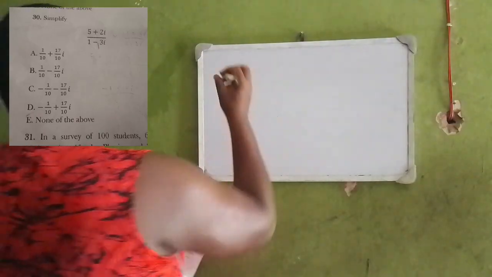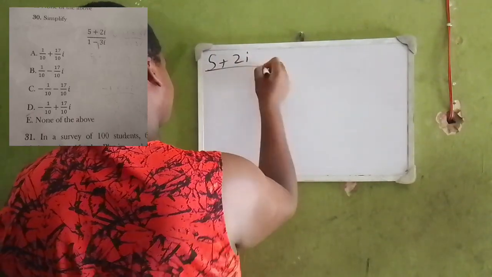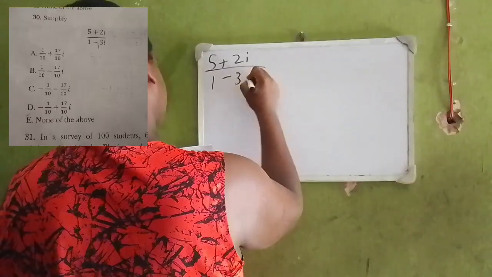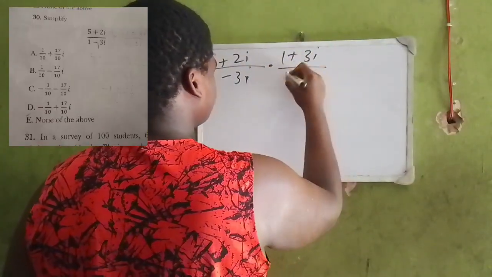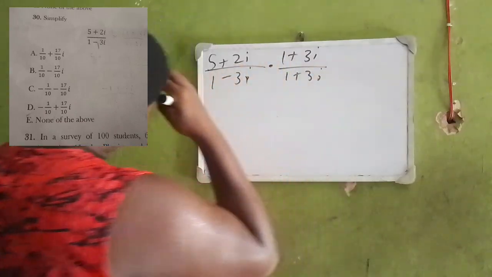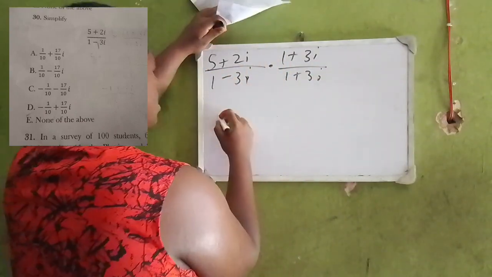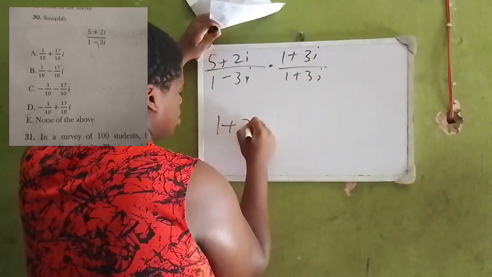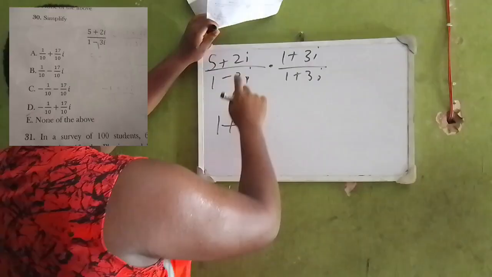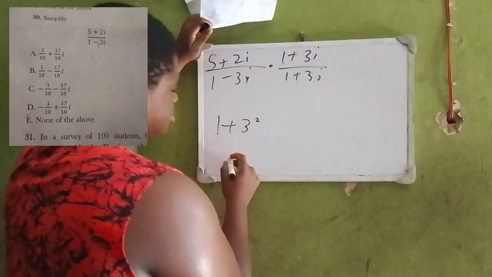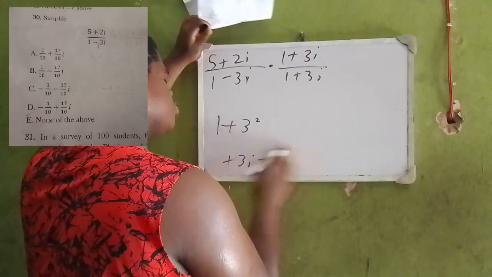The next one, the final question for this video, is question 30, which says we should simplify 5 plus 2i divided by 1 minus 3i. Multiply by the conjugate. So we multiply here by 1 plus 3i divided by 1 plus 3i. For the denominator, 1 times 1 is 1, 1 times plus 3i is plus 3i, minus 3i times 1 is minus 3i. So the plus 3i and minus 3i cancel out.